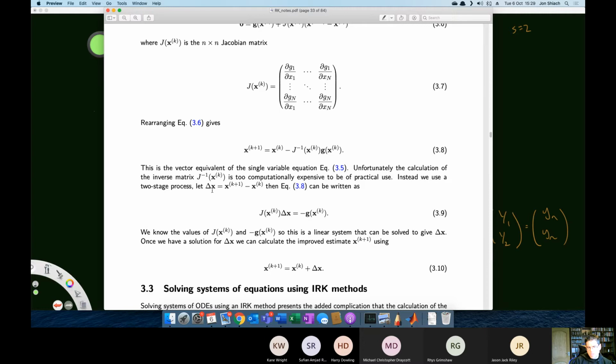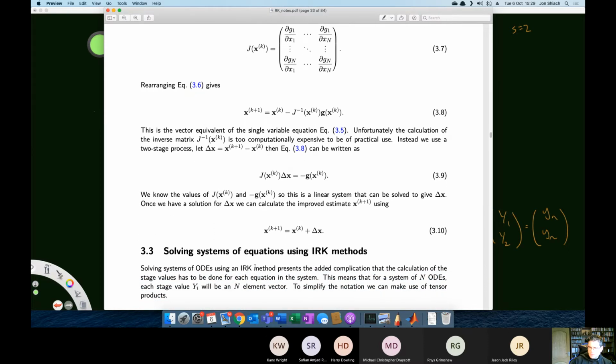We define a change in our estimates, delta x, and we rewrite equation 3.8 in this form, which is a linear system. Then we use whatever linear system solvers we have available, usually LU factorization, to solve for delta x. Once you've got delta x, you just add it to the current guess value. Remember, x is a vector, an n by 1 vector, where big N is the number of equations in your system.